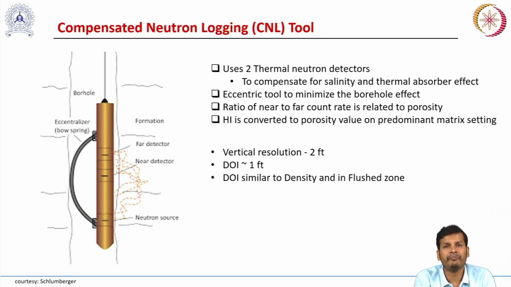There is a minimal amount of mud between the tool and the formation. So what we do in this tool is take the ratio of near to far count rate to calculate the porosity of the formation. We will discuss how this ratio can be converted to porosity.